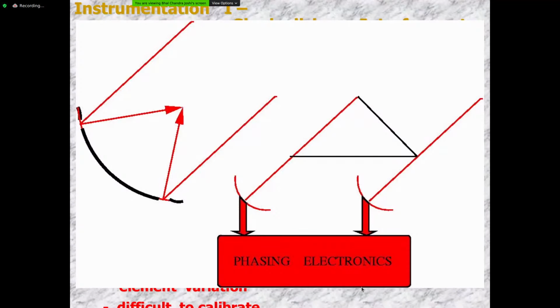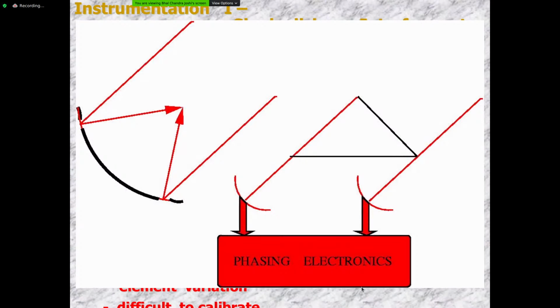If you can find out this delay and compensate for it, then all your dishes, which are independent of each other and geographically located in different directions, will see the same wavefront at each of these telescopes. So if you could compensate for this phase delay, then you can actually add the voltages from each of the telescopes. And such a combination is called a phased array.